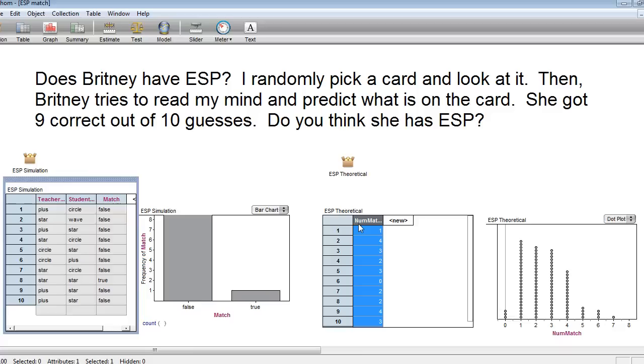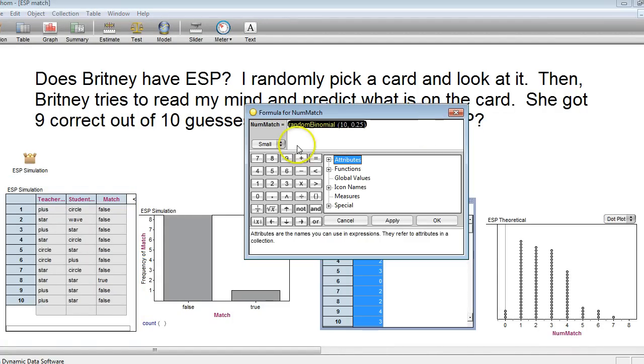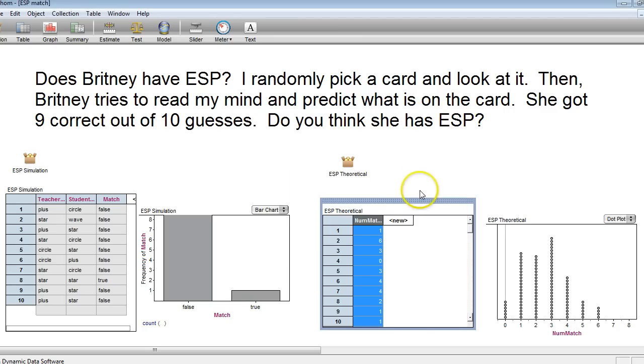And we are going to assume that there's independence here, that Brittany is not somehow using her previous answer to figure out the next answer, that her guess from trial to trial in those 10 trials is independent. So let's take a look at what formula we have here. Here we have the random binomial formula, and we have 10 trials, and the probability of success is 0.25. So let's take a look at what this is doing.